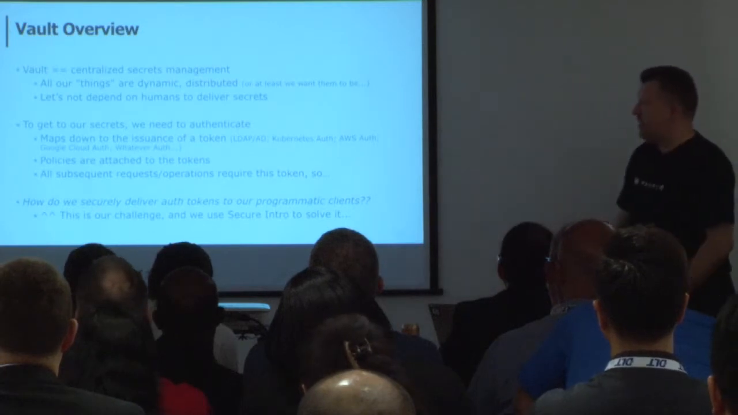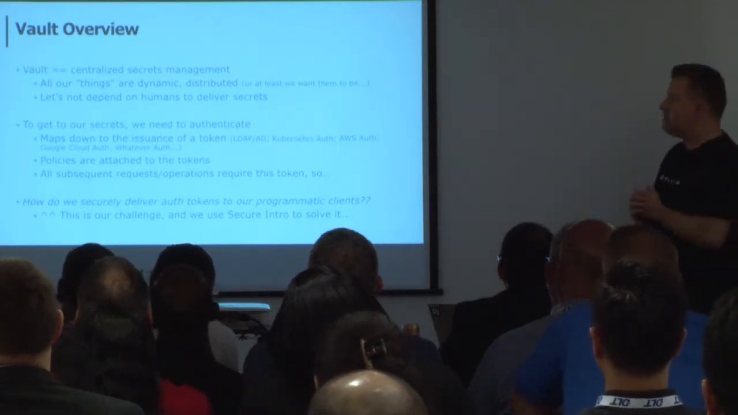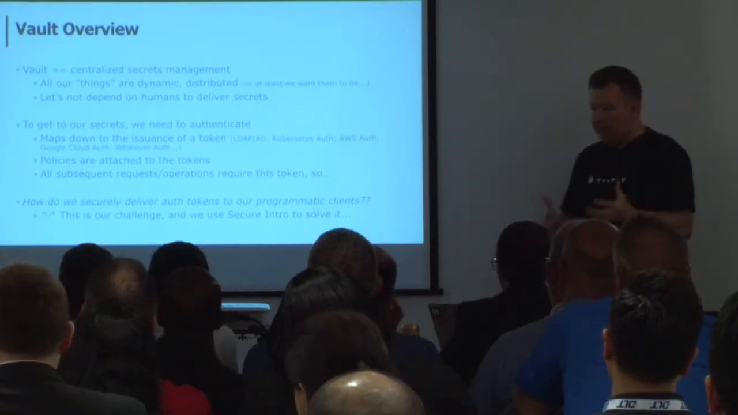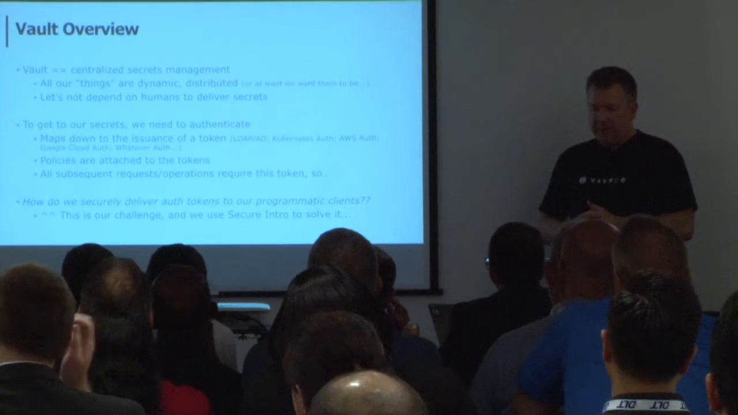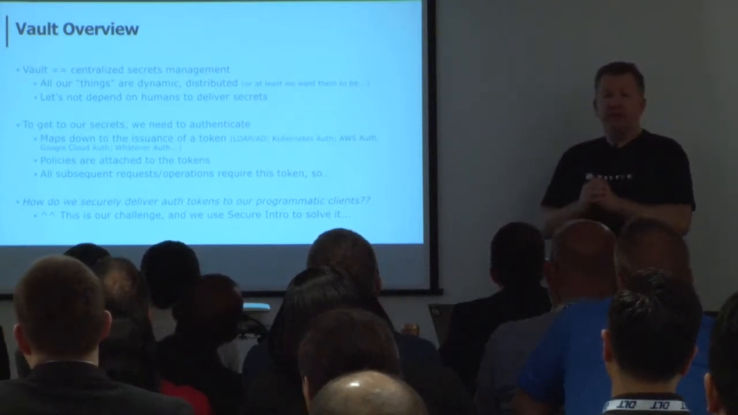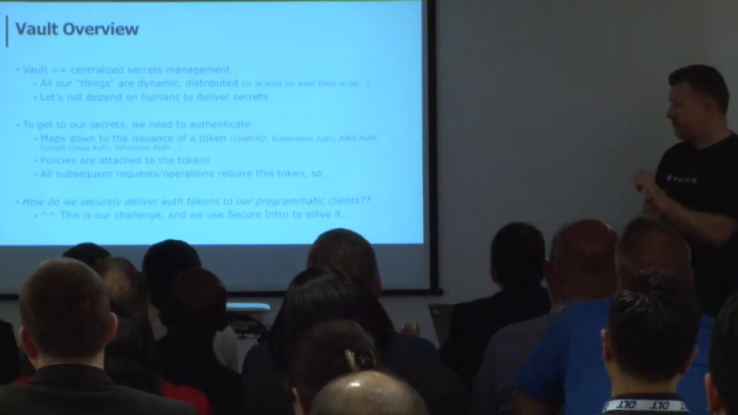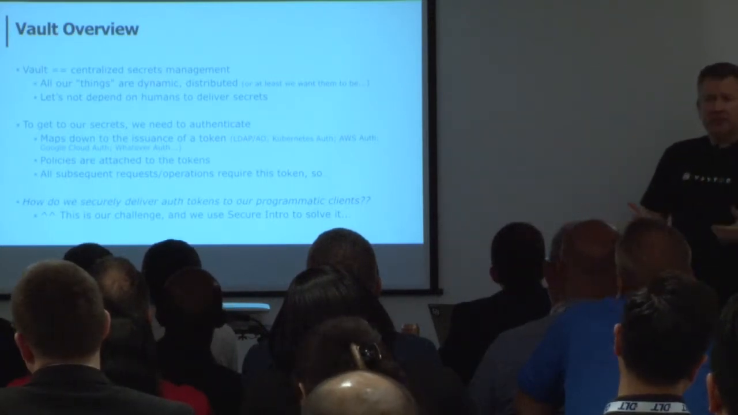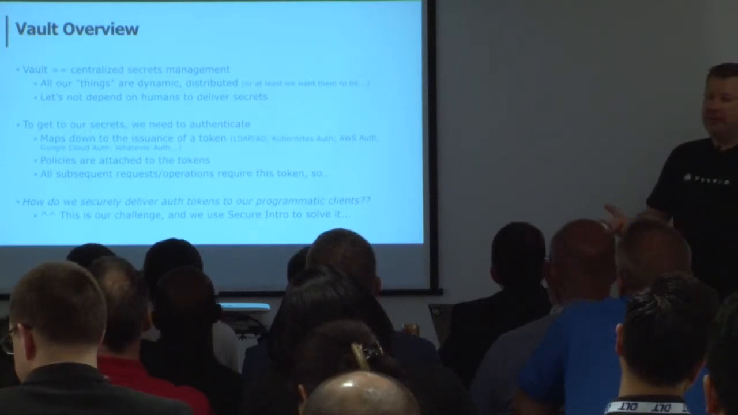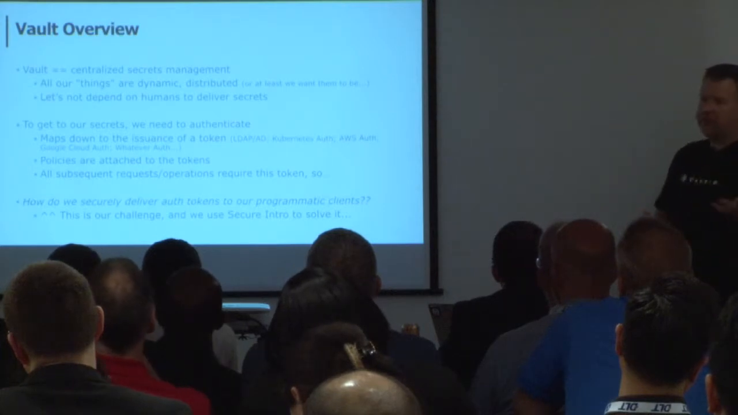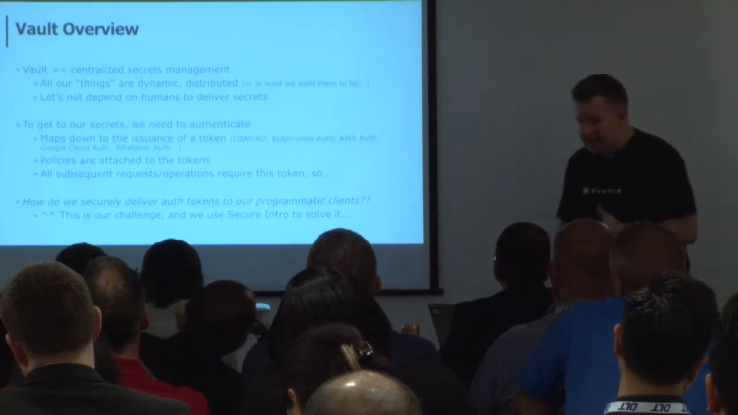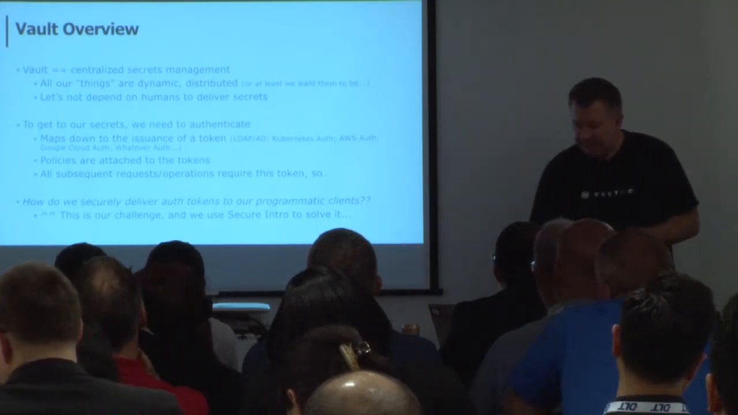So again, just to summarize, Vault is all about centralized secrets management. All of our things are dynamic and distributed, or at least we hope them to be. We want to try to remove the human from the flow of having to deliver these secrets. We're error prone, and we don't necessarily scale that well. And again, Vault supports a number of different authentication schemes. All of those essentially map down to the delivery of an authentication token, which is used for all subsequent operations. And then, again, how do we deliver that in a secure fashion? How do we use these authentication schemes for that?